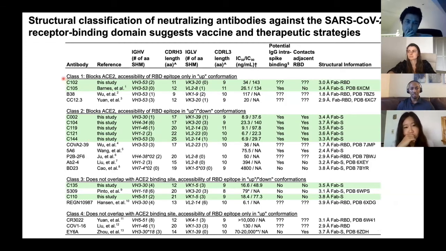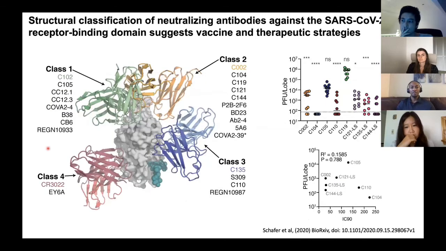only the up RBD, bind up or down RBD conformations, bind up or down but don't overlap with the ACE2 binding site, as well as those that can only bind up, that don't overlap with the ACE2 binding site, that may also show cross-reactivity towards a conserved epitope. So with all these structures, in this classification scheme, we can now look at potential ways for different therapies.